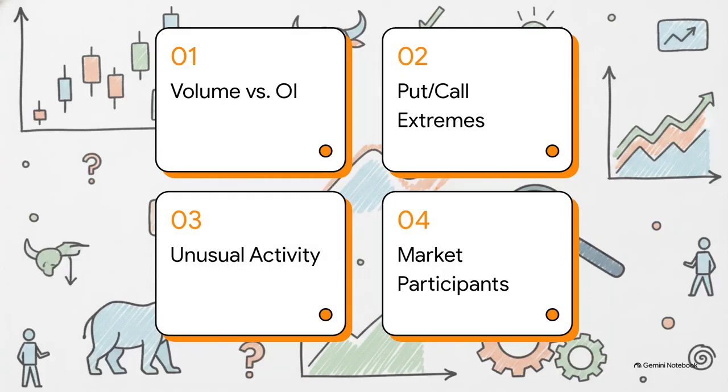Here's the forensic funnel running through today. First, volume versus open interest. Second, reading put/call extremes. Third, filtering unusual activity. And finally, profiling market participants. Let's get right into it.